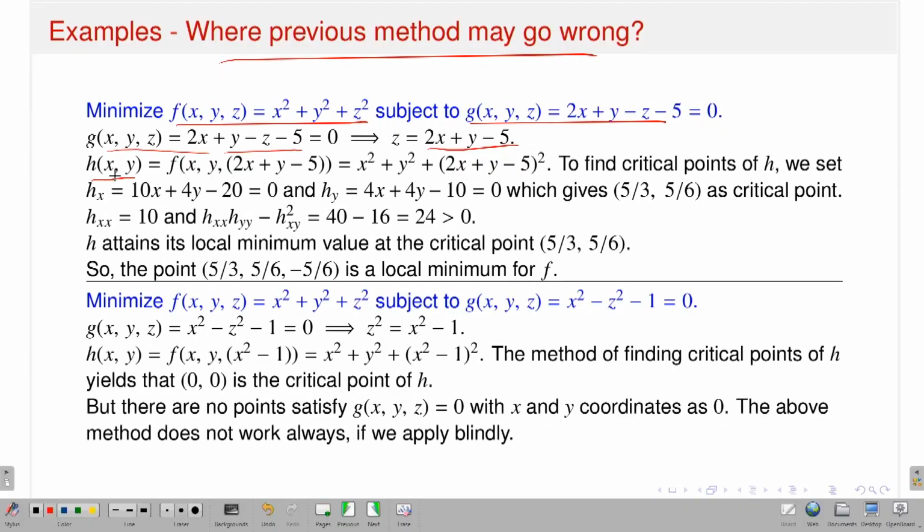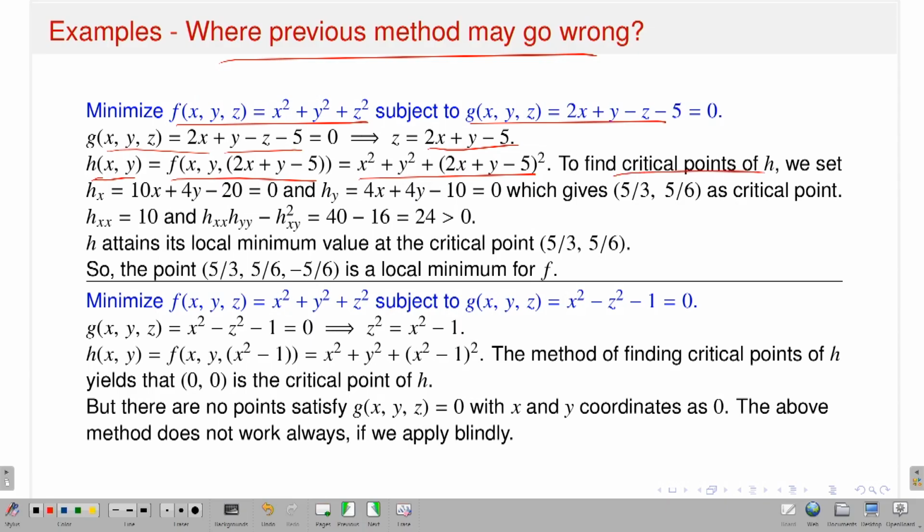So now your function becomes a function of two variables, I am writing as h(x, y). That means I want to minimize the function h, whose first variable x, y, and z is replaced by 2x plus y minus 5. So it turns out that your function h is nothing but x square plus y square plus (2x plus y minus 5) whole square.